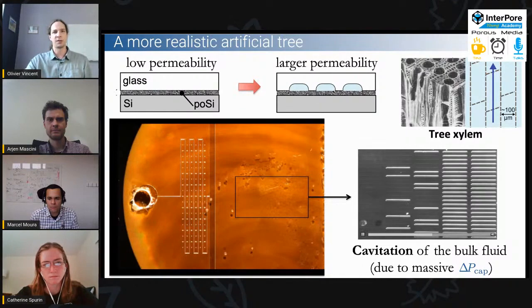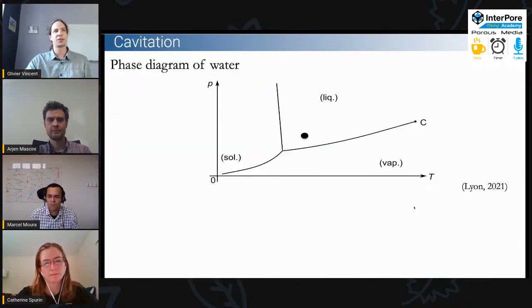And the reason for this is that because of the massive negative pressures due to the capillary forces at the edge of the system, we actually get cavitation of the bulk fluid that is contained in these microchannels. So what is cavitation and why does it happen here? It's useful to go back to the phase diagram of water, the thermodynamic phase diagram.